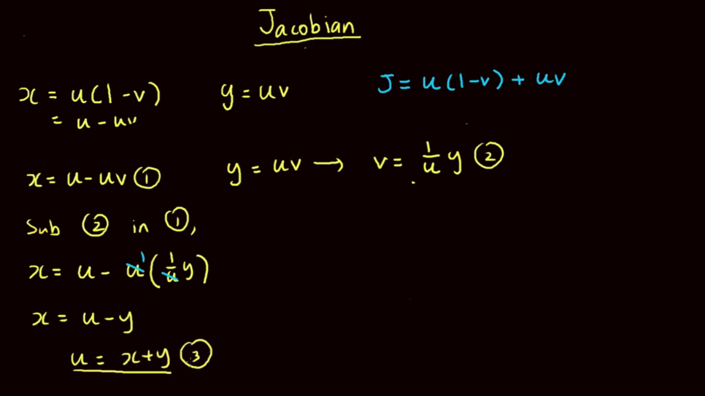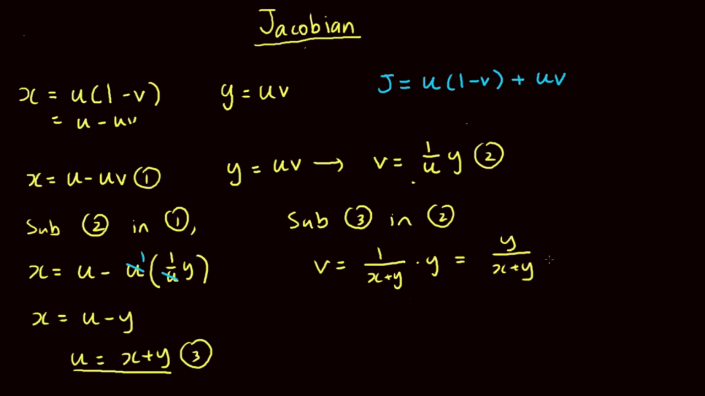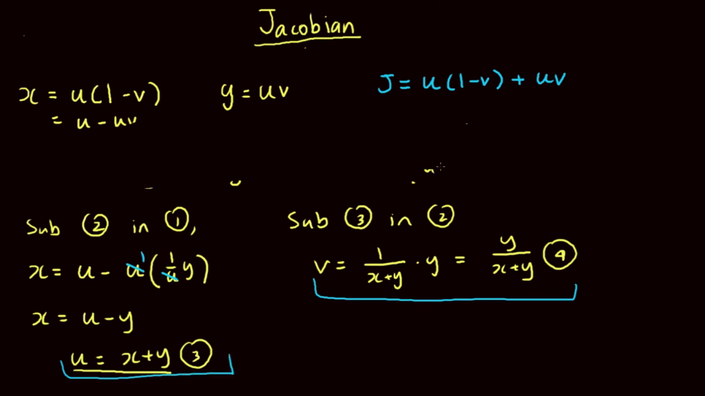We'll leave it untouched. I'm of course going to substitute equation 3 into 2. So v would be equal to 1 over x plus y times y, which is just y over x plus y. So this is equation number 4. Taking equations 4 and 3, let's erase the other ones because I don't want to create so much confusion.